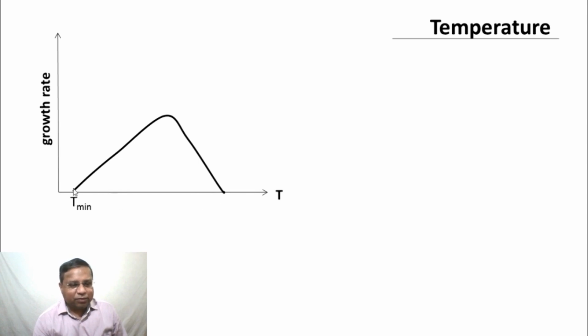This is called T min, below which growth does not occur. This is T max, the maximum temperature at which growth occurs, beyond which growth does not occur. And it's quite obvious that this is T optimum, the optimum temperature at which the growth rate is maximum.